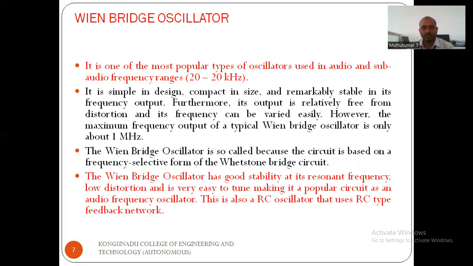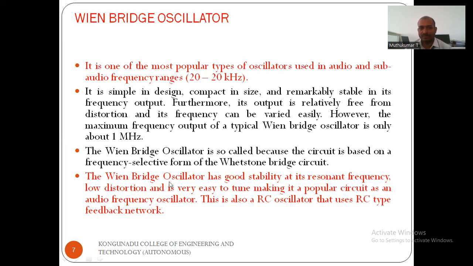Next, I'm going to discuss another sine wave generator, that is the Wien bridge oscillator. This is the most popular type of oscillator, used in the audio and sub-audio frequency range, 20 Hz to 20 kilohertz. It is simple in design, compact in size, and remarkably stable, with a stable output frequency. Further, the output is relatively free from distortion and its frequency can be varied easily.